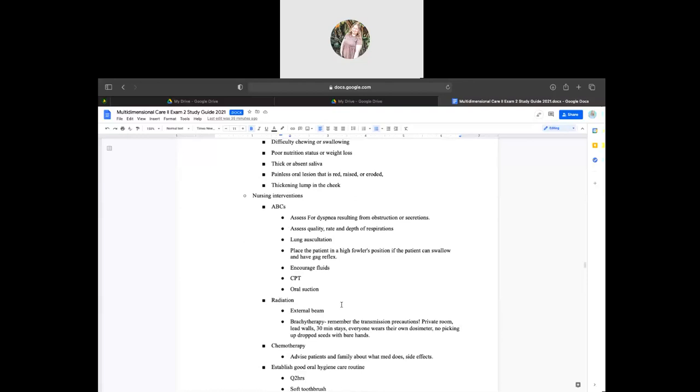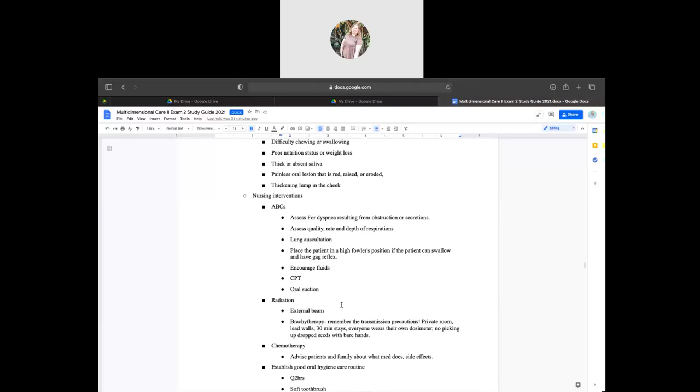You want to assess respirations, listen to the lungs, sit them up to help them swallow, and assess for that gag reflex. Encourage fluids. CPT can help. Have that oral solution if they're irritating. Remember, warm saline, kind of like lidocaine. No alcoholic solutions or anything.